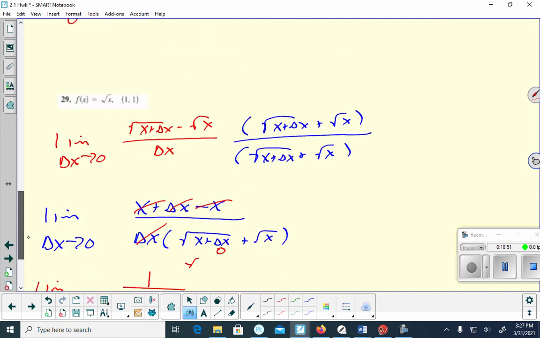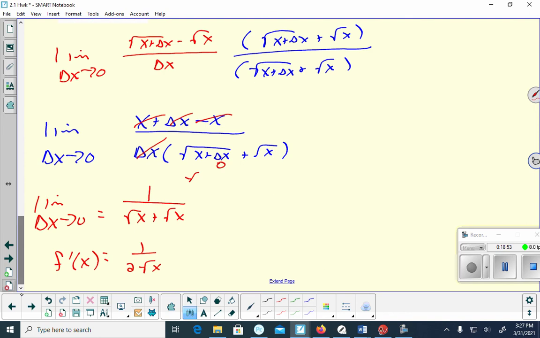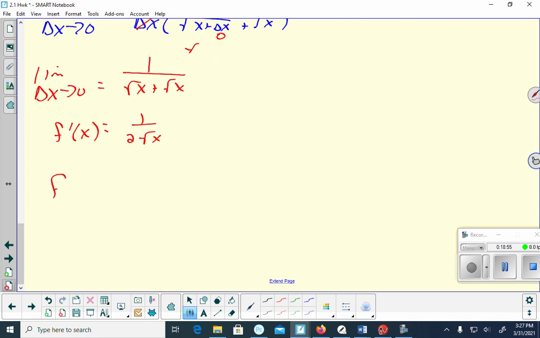Now it wants the derivative at the point 1, 1. So now I'm going to find the derivative at 1, and I am going to do 2 times the square root of 1, which will end up being 1/2.